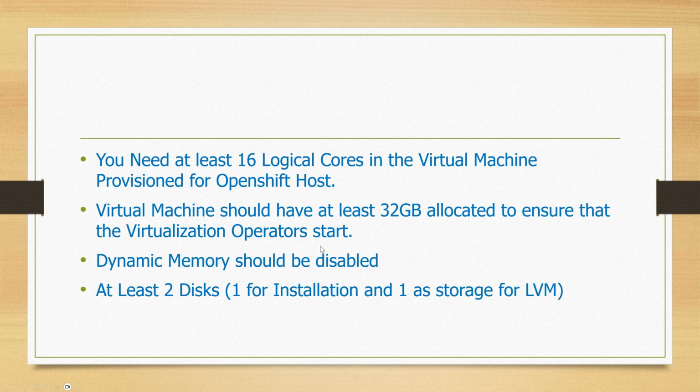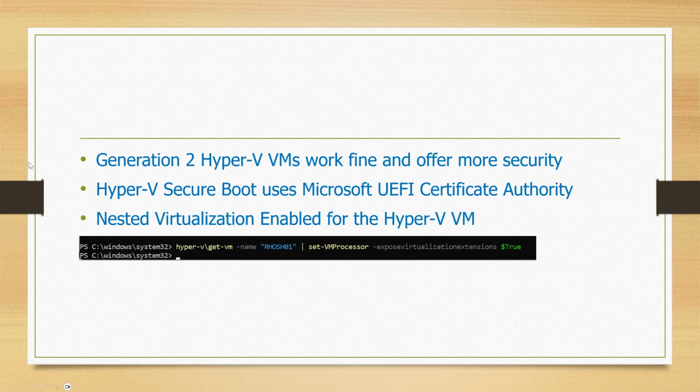The VM that's going to be created needs to have 16 logical cores in order to work. It should have at least 32 gig of RAM, or else the virtualization operators may not start. Dynamic memory should be disabled and it needs an extra disk on top of the installation disk. Generation 2 will work. I have used that in this demonstration. If you do that, you need to change the secure boot template and you do need to enable nested virtualization using PowerShell as I'll demonstrate.